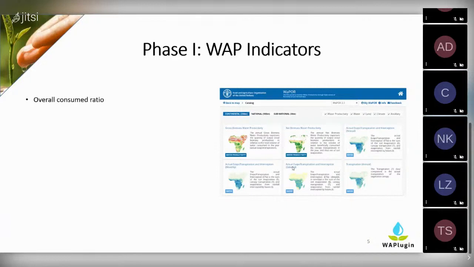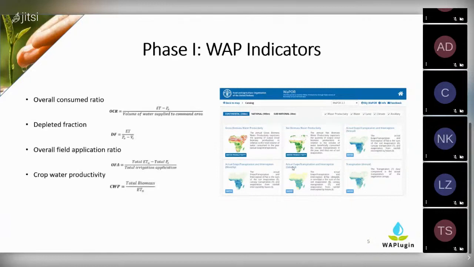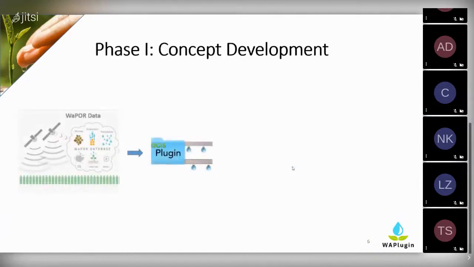So some of the indicators that we are going to calculate is the overall consume ratio, the depleted fraction, the overall field application ratio, and the crop water productivity to see how the irrigation, the water management in the irrigation scheme is. So the concept development.